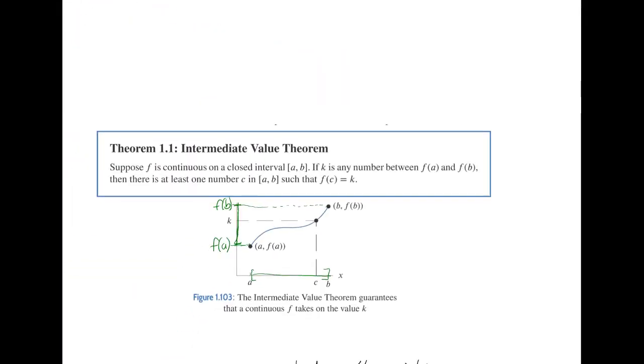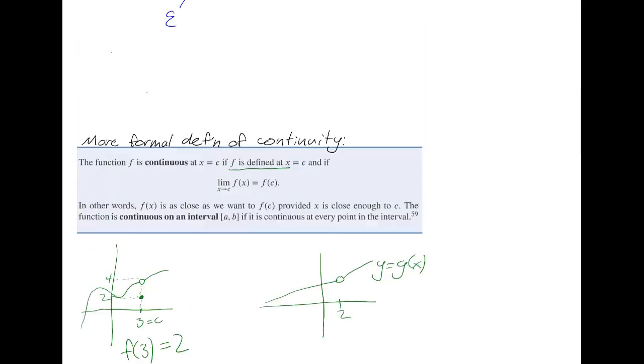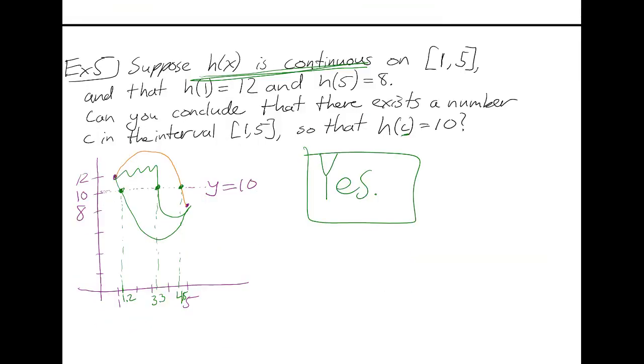There are important facts about continuous functions in here you need to know. And yeah, I think we are done.